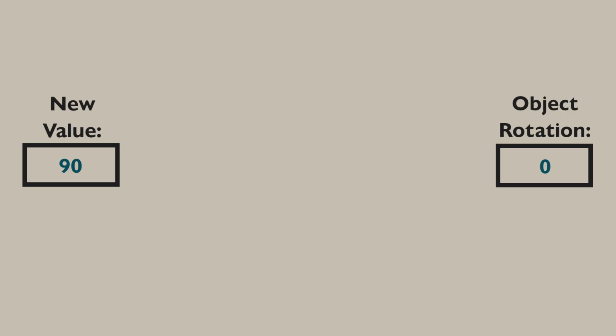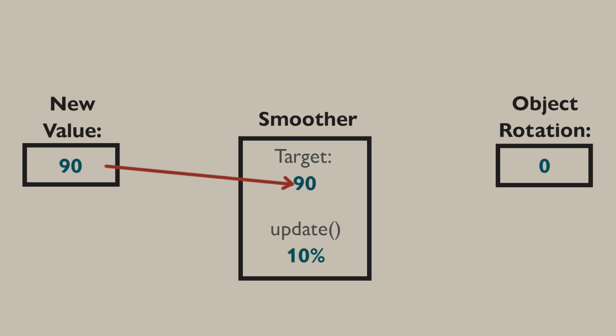And the way they work is really simple. Instead of directly setting the new rotation value, it instead sets a target value in the smoother class, and then every frame, the smoother class moves the actual rotation value 10% towards that target. And that creates some nice smooth movement because the closer it gets towards that target value, the smaller the steps become.